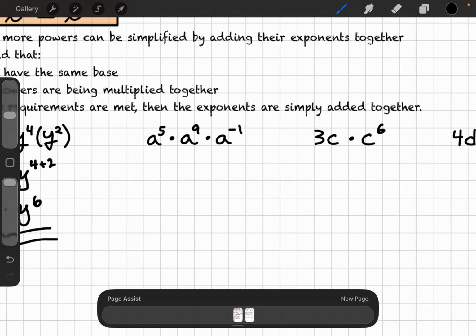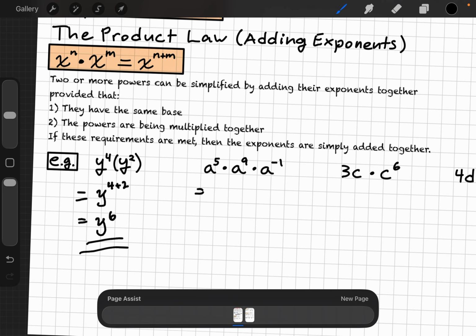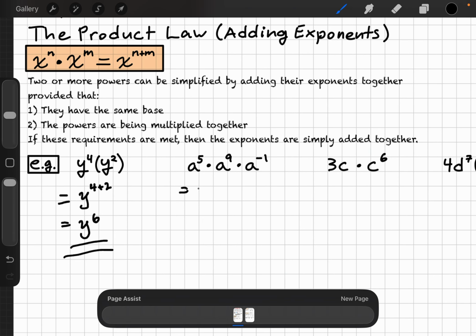Next one. They all have the same base again right here. The base is a here. And they're being multiplied by each other. So we just apply the product law. We add the exponents together. So this is equal to a to the power of 5 plus 9 plus negative 1. Or it can be written as subtracting 1, but this way is more clear, which is equal to a to the power 5 plus 9, 14, 14 minus 1, 13, a to the power 13.